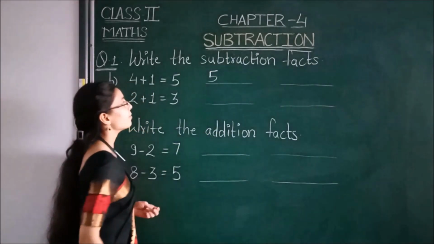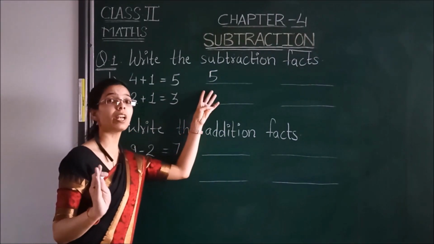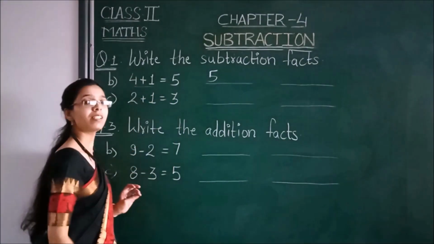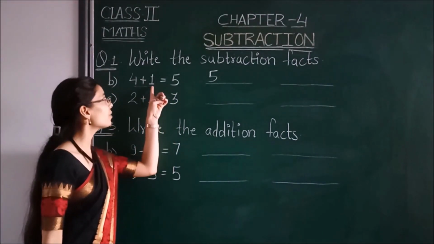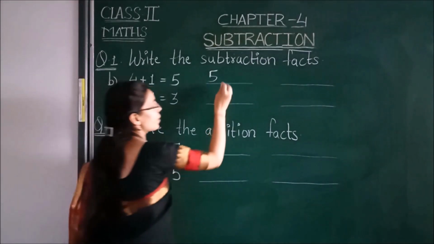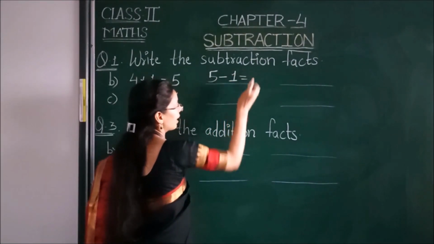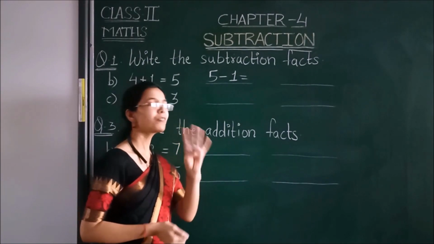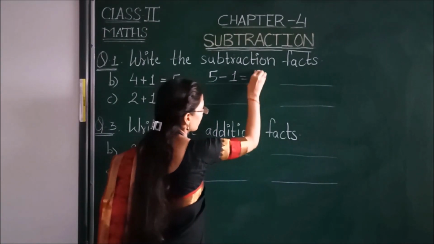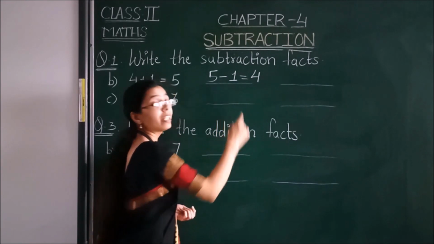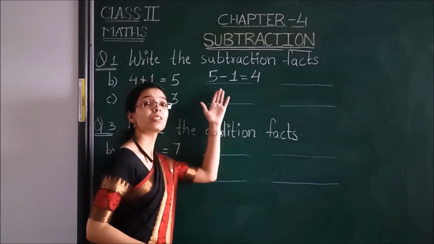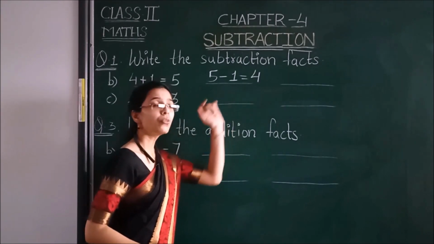Okay. Then we can subtract the smaller number from the bigger number. Which is the smaller number? These two are smaller numbers. So first we will take 1. Okay. 5 minus 1. How many fingers are left? 4. So 5 minus 1 is equal to 4.